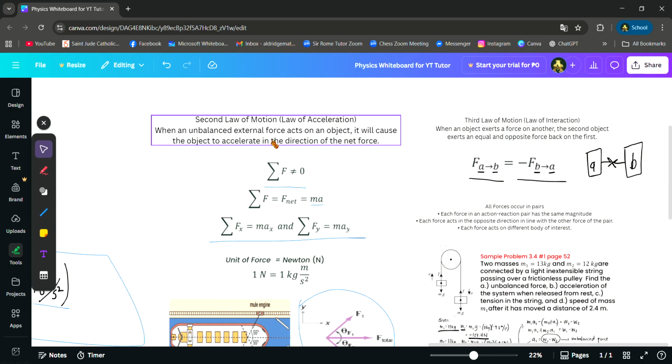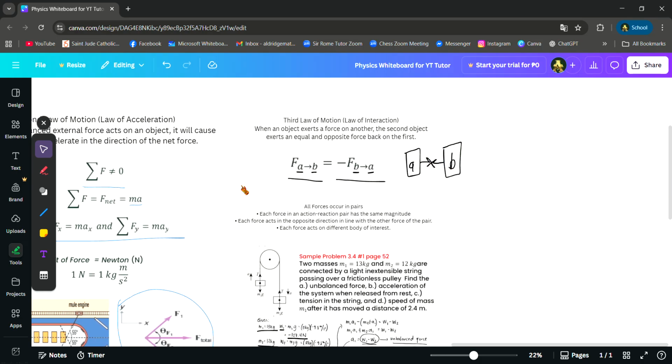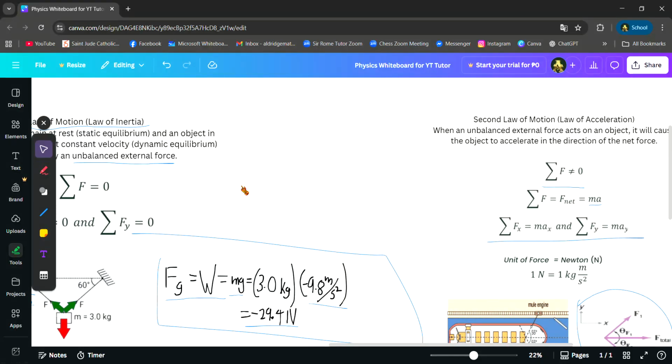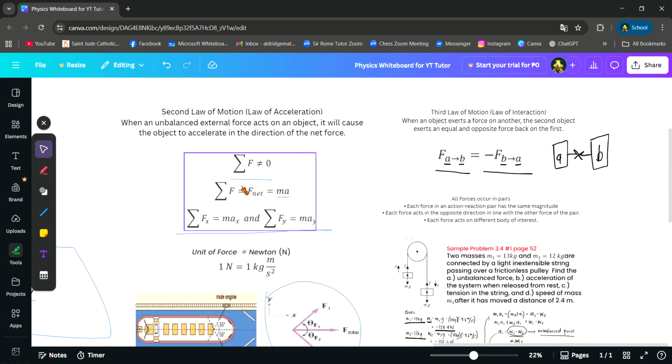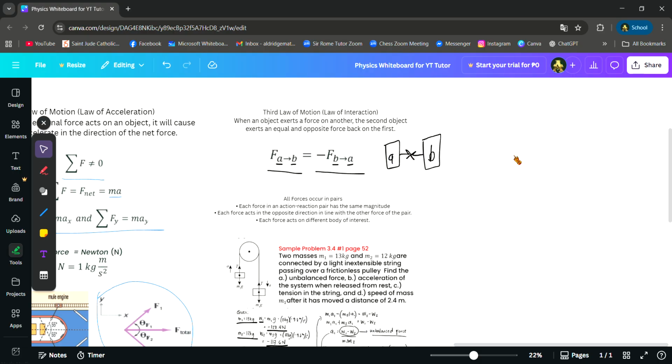Okay, so that's the example for the second law of motion. Now for the third law of motion, the first two laws have only one object and external forces, but this one has two external forces but two objects. The law of interaction, or the action-reaction law, states that when an object exerts a force on another, the second object exerts an equal and opposite force back on the first. So there are two objects and there is one force.